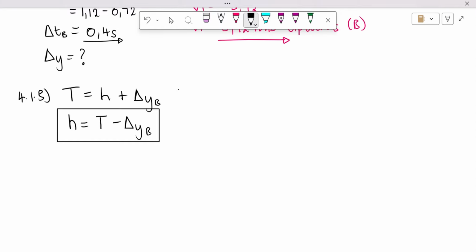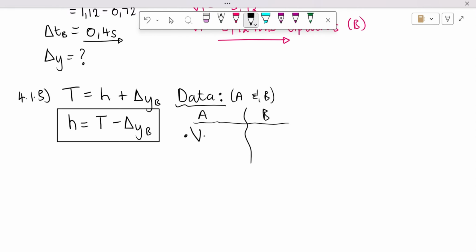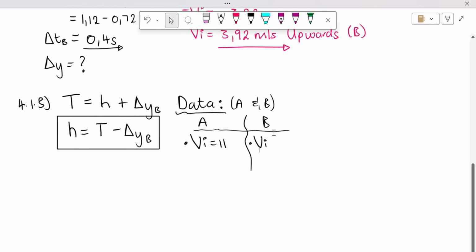Now I need to start collecting my data for both ball A and ball B. I'm going to have ball A on this side and ball B on this side. For ball A, what's the initial velocity? The initial velocity of A was a positive 11 meters per second, and the initial velocity for B was calculated in the previous question as 3.92 meters per second.